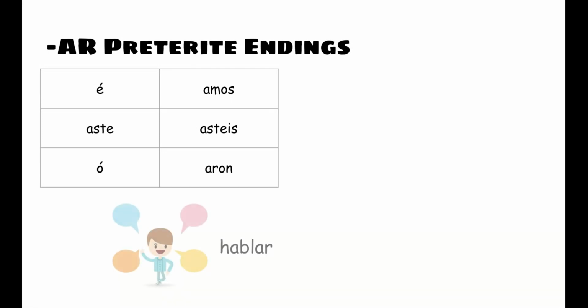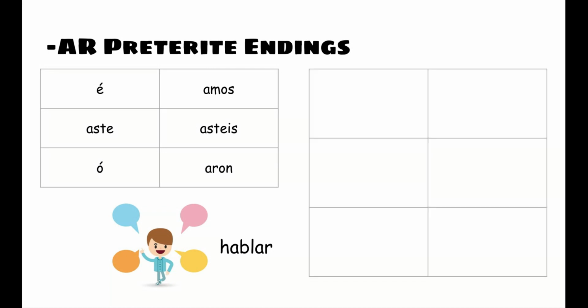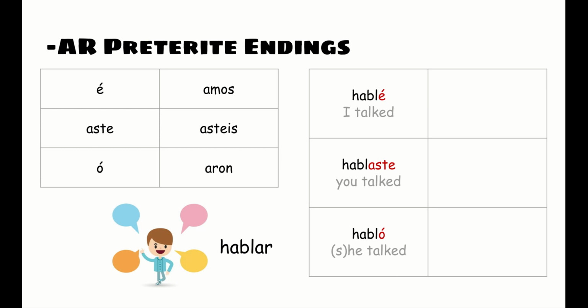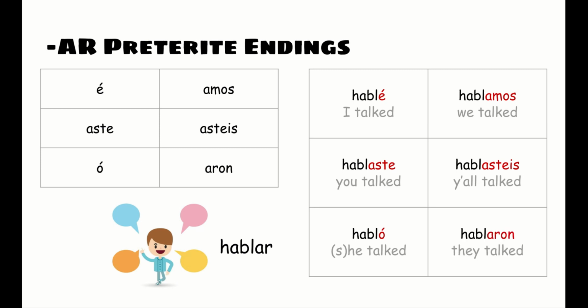So, since we're talking about AR verbs, you can conjugate any regular verb in the preterite that ends in AR with these endings, like hablar, which means to talk. In English, we say I talk in the present tense, and in the past tense, we say I talked with the D. We add the D at the end. So, to conjugate hablar in the preterite, we're going to say hablé, which means I talked. Hablaste means you talked. Habló means he or she talked. Hablamos means we talked. Hablasteis means you all talked. And hablaron means they talked. So pretty simple. Just use these endings instead of the present tense or the imperfect endings.